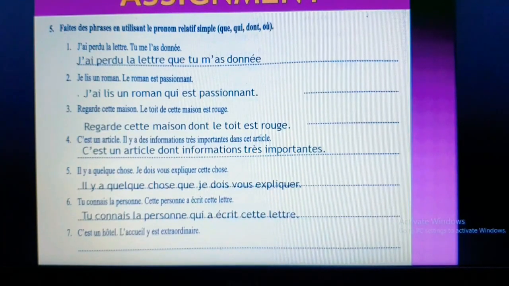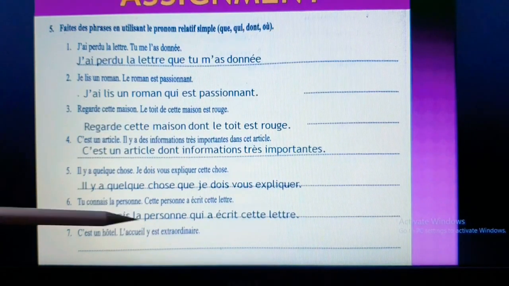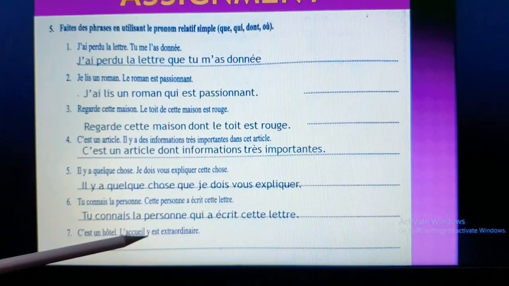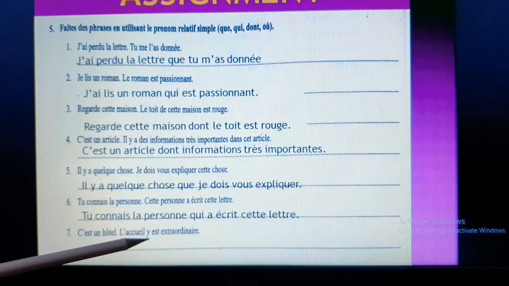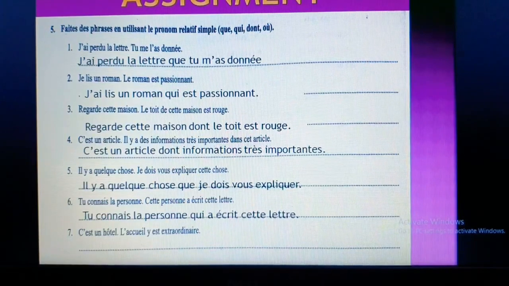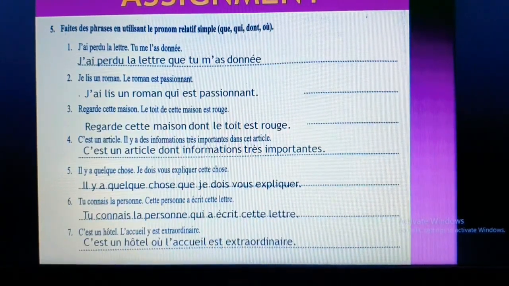Okay, c'est un hôtel. La ville y est extraordinaire. So, hôtel is being replaced by pronoun y. Y we use when we have a place. That's right. So this will be replaced by où. That's it. Okay. C'est un hôtel où la ville est extraordinaire. Now what is la ville? The environment of the hotel, the presentation of the hotel. Okay.